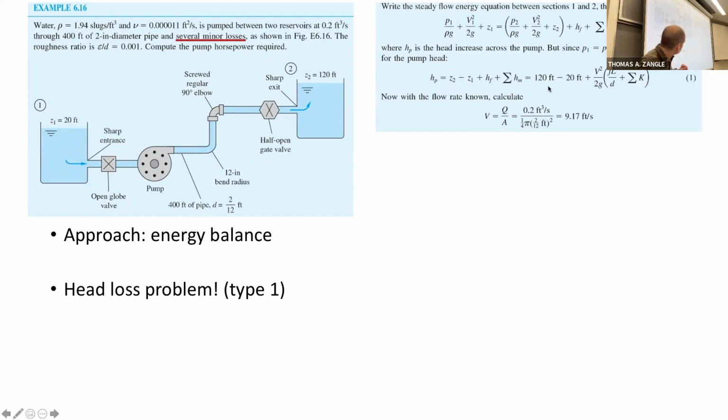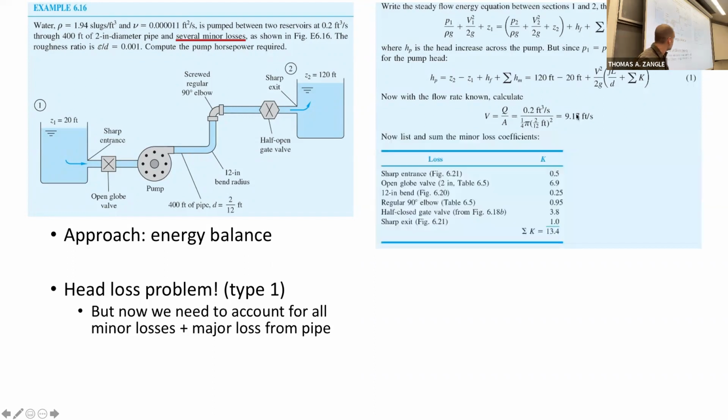So now with the flow rate known, we can calculate our velocity. We know our flow rate, we know the diameter, so we can calculate velocity. We have a number of different minor losses, so we're going to go to the tables in our text, or the information that's provided, or the manufacturer data sheets if we were doing this on a real system, and find all of our minor losses. So we look them up in all the tables and charts.